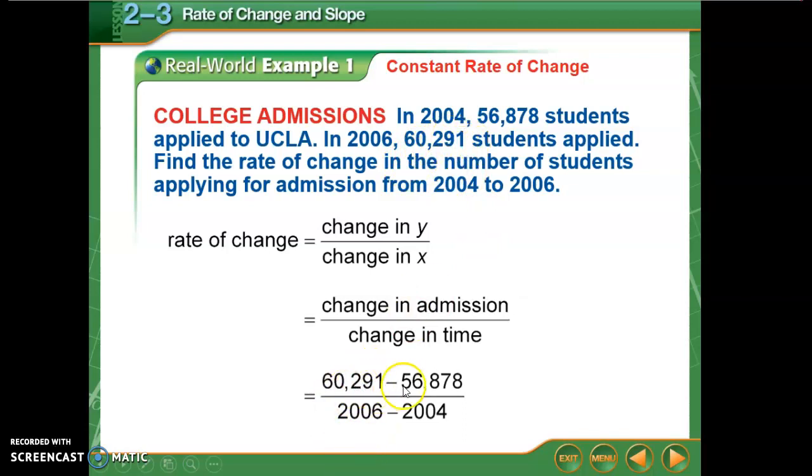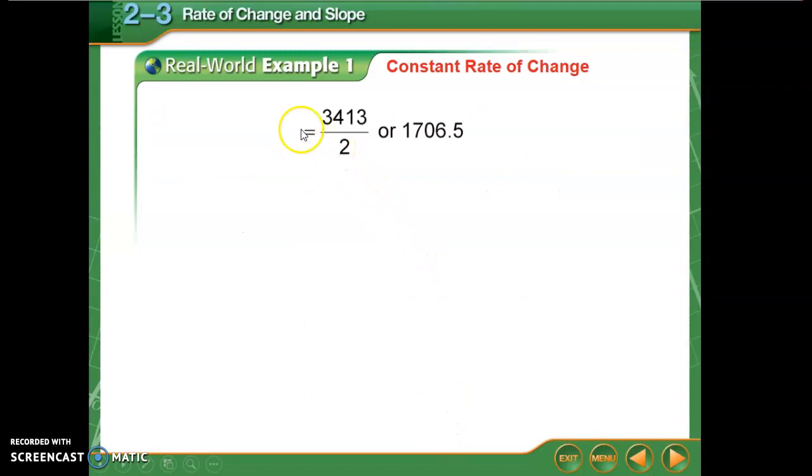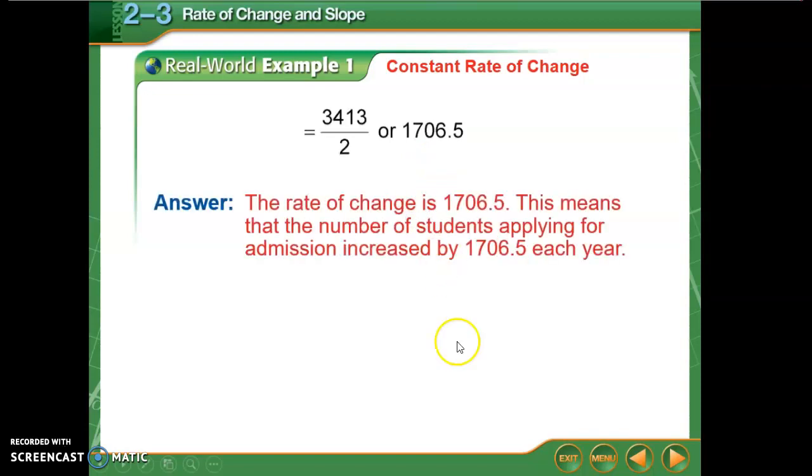60,291 minus 56,878 divided by 2006 minus 2004. So just do the math, subtract top and bottom numbers, and then if you can simplify the fraction. So you have 3,413 divided by 2. So approximately you have 1,706.5. So that is our rate of change.